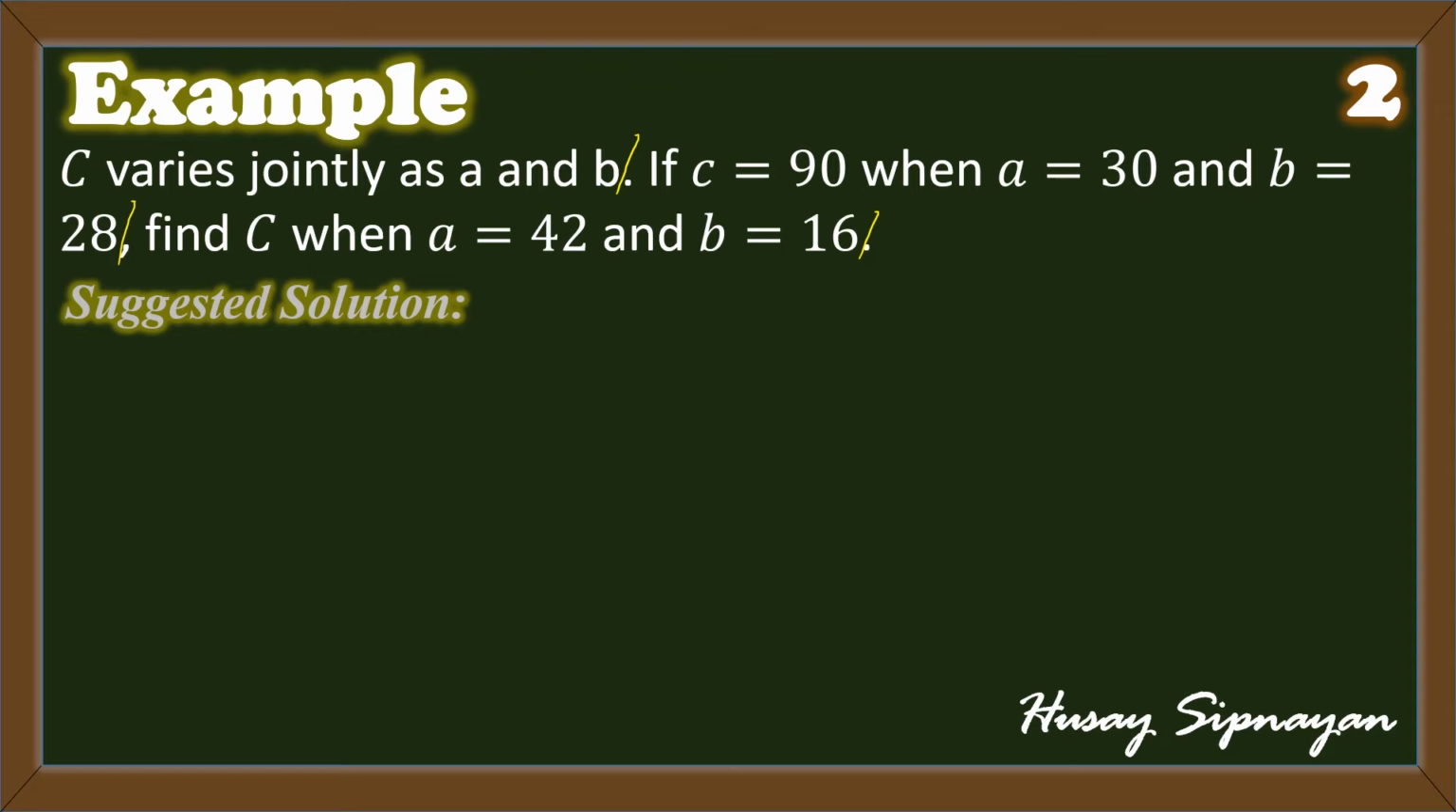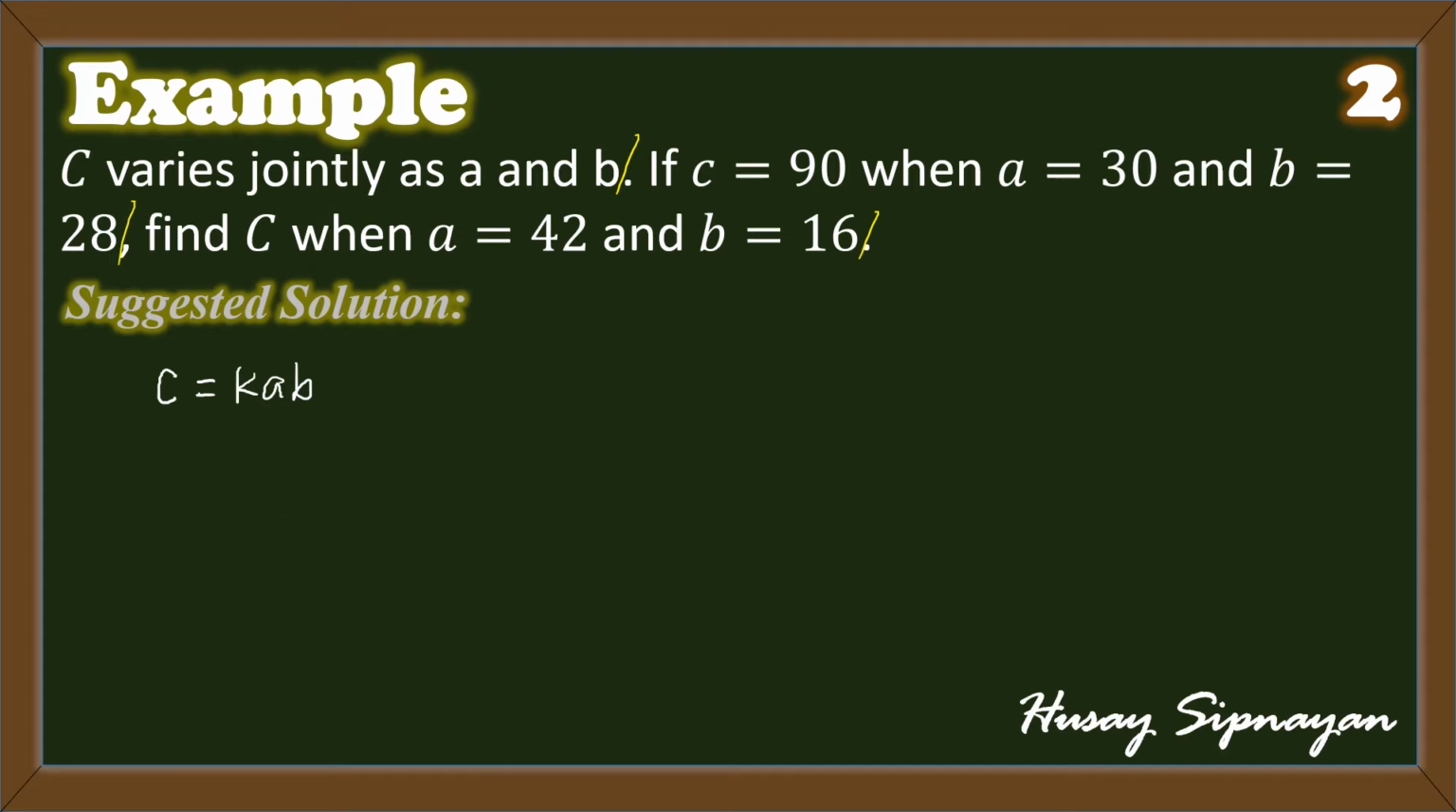Simulan natin. C varies jointly as A and B. Ang ating equation of variation ay C is equal to K times A times B. Dito, ang ginamit nating constant of variation ay K. Kasunod nito, isa-substitute natin ang values ng C, A at B para makuha natin ang value ng K. C equals 90, A equals 30, and B equals 28.